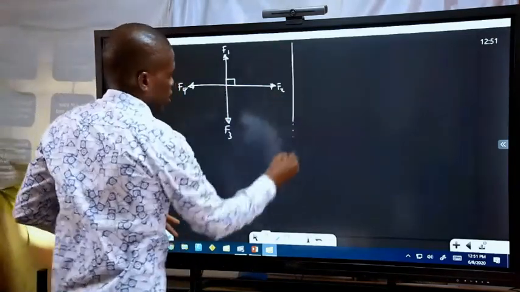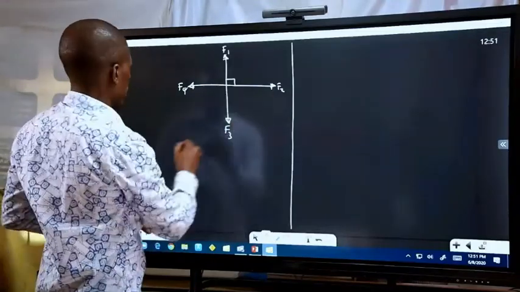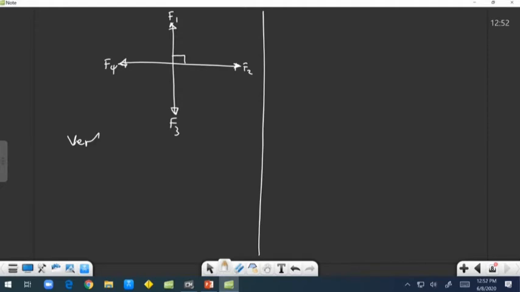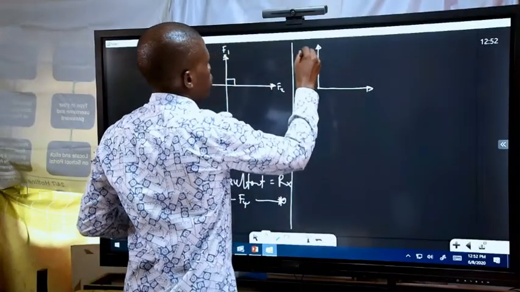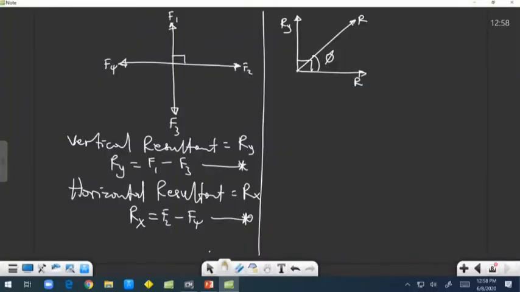Then we can find the resultant of the vertical component and the horizontal component. So the vertical resultant, let me call it Ry. So Ry is equal to F1 minus F3. And the horizontal resultant will be equal to Rx, and Rx is equal to F2 minus F4. So if you consider these two equations, then we can reduce the diagram to a simple diagram of this nature, where here is Ry and here is Rx.